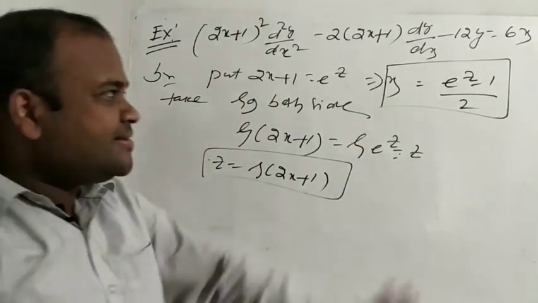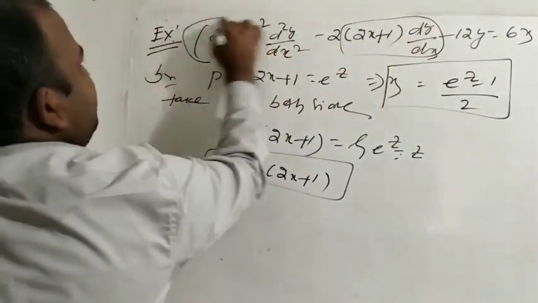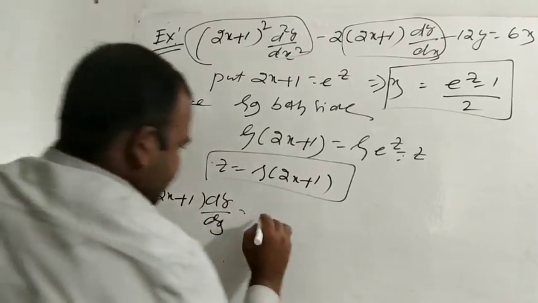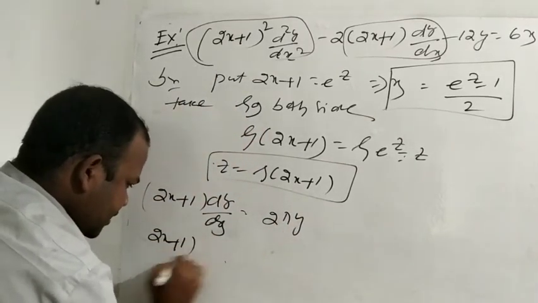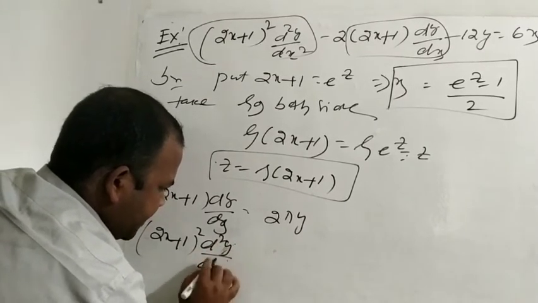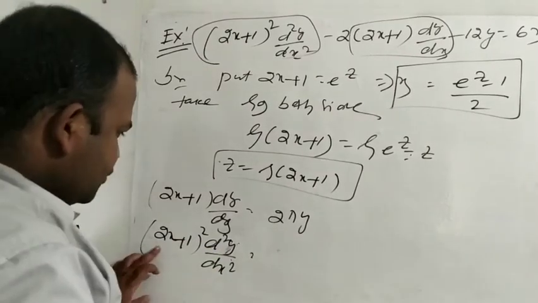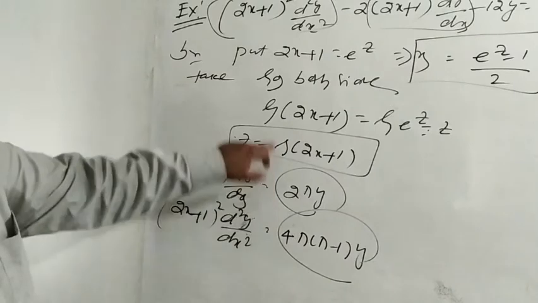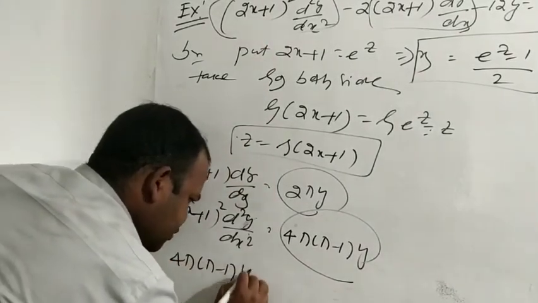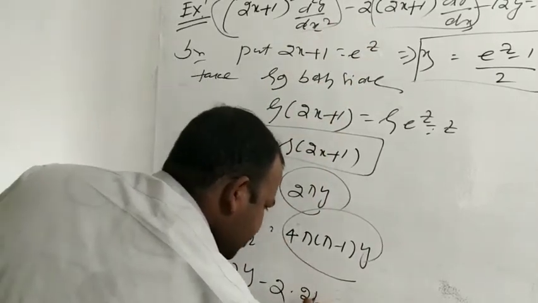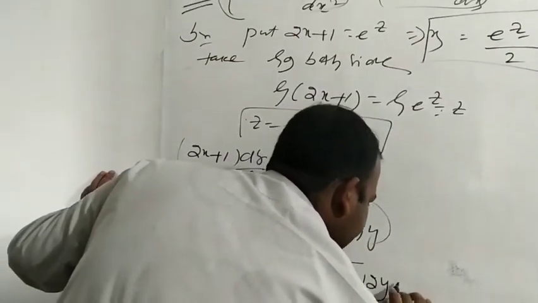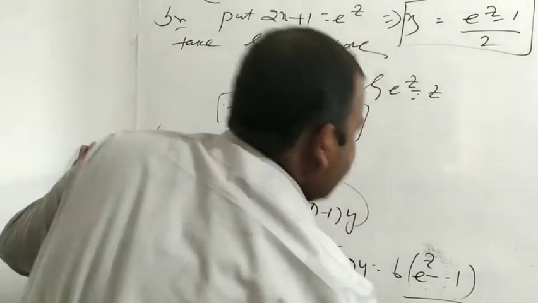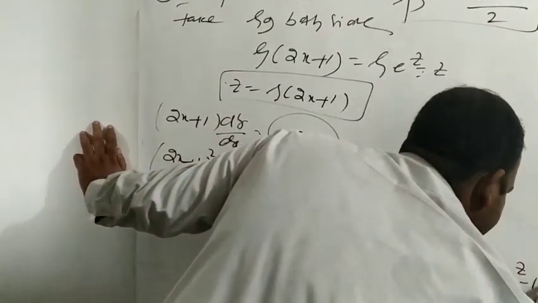To convert the Legendre's equation into linear, you will replace this and this. So (2x + 1) dy/dx equals a dy, that is, 2 dy. And (2x + 1) whole square d²y/dx², based upon the formula I told in the definition, that is a², meaning 2², that is 4D(D - 1)y. So put this in the question: 4D(D - 1)y - 2 into 2 dy - 12y = 6x. X means (e^z - 1)/2, the 2 cancels, so this is 3(e^z - 1).